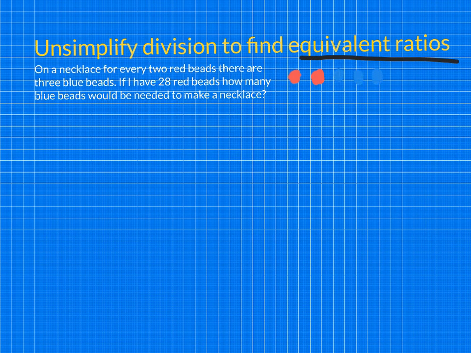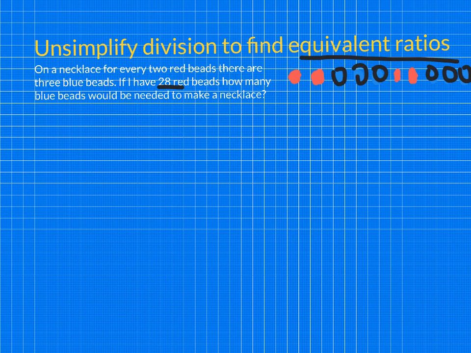And then we're going to repeat it. So for every 2 red, we're going to have 3 blue, etc. So I might just draw around there so you can see that they're blue. So this is how the pattern continues. If I have 28 red beads, how many blue beads would be needed to make the necklace?